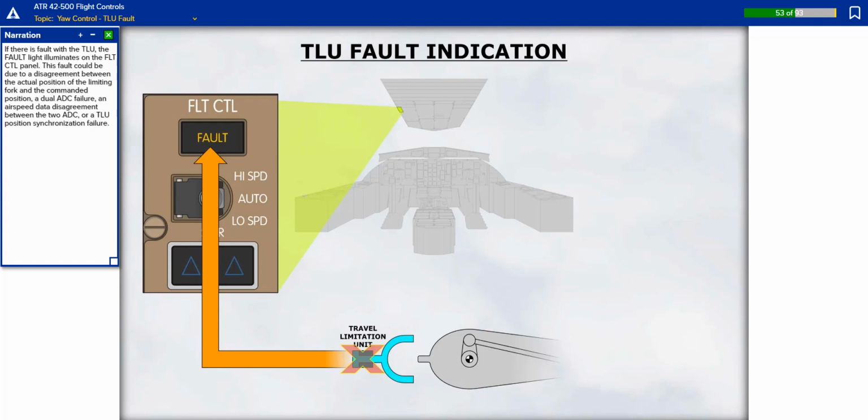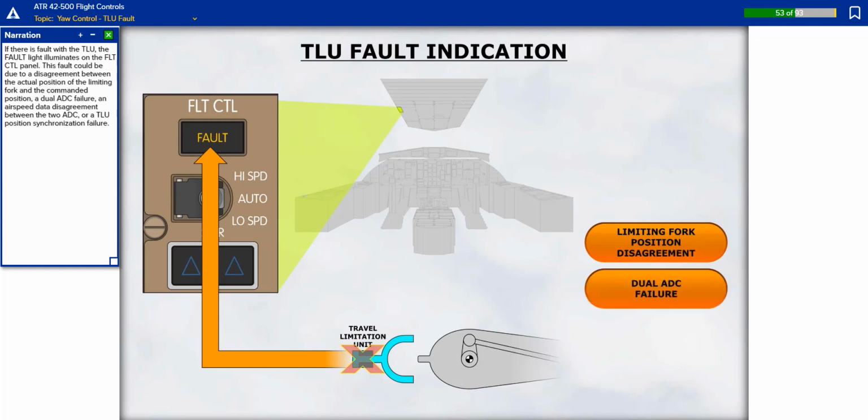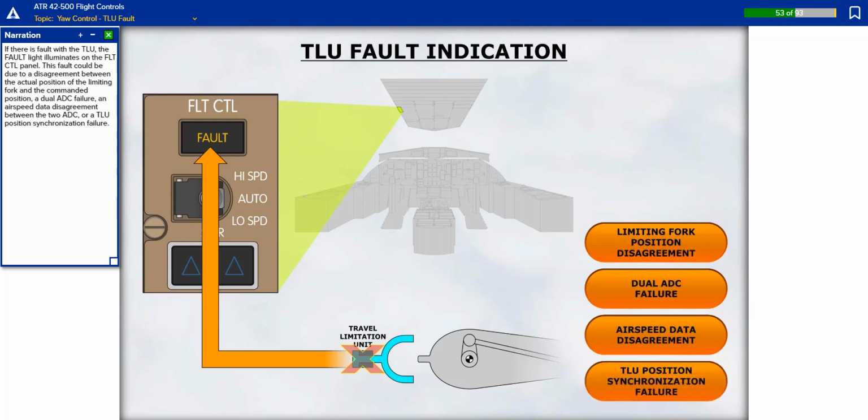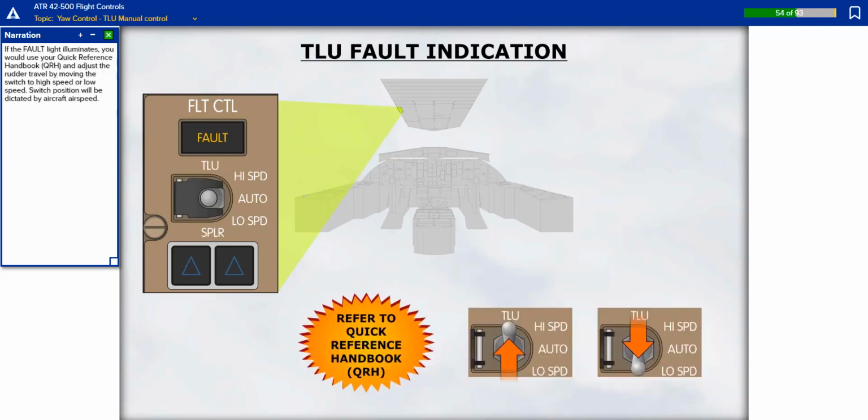If there is a fault with the TLU, the fault light illuminates on the flight control panel. This fault could be due to a disagreement between the actual position of the limiting fork and the commanded position, a dual air data computer failure, airspeed data disagreement between the two air data computers, or a TLU position synchro failure. If the fault light illuminates, you would use your quick reference handbook and adjust the rudder travel by moving the switch to high speed or low speed. Switch position will be dictated by aircraft airspeed.